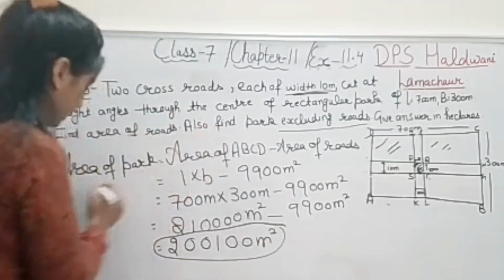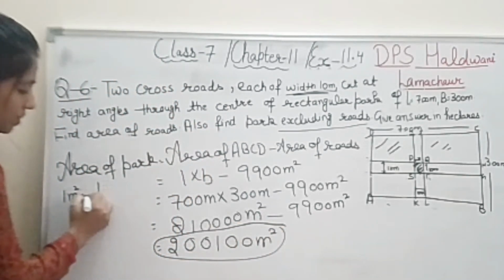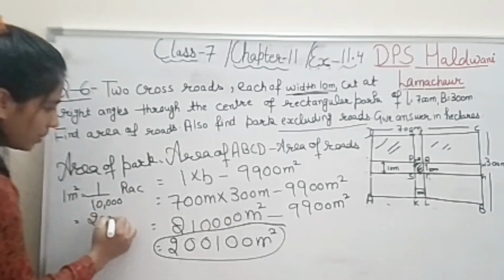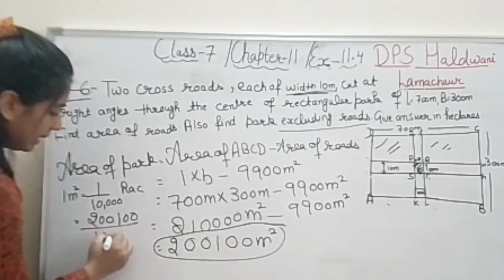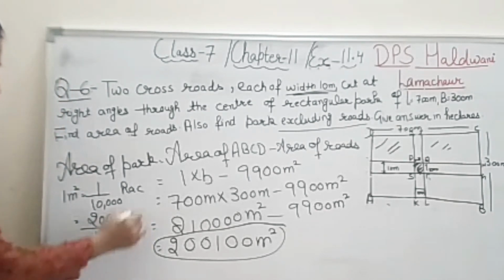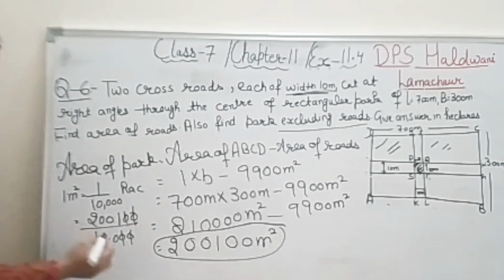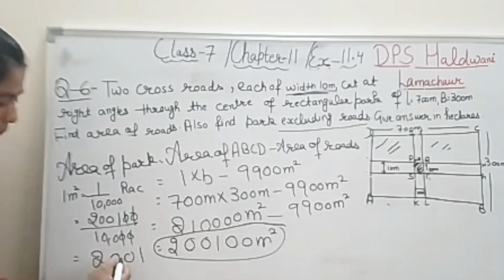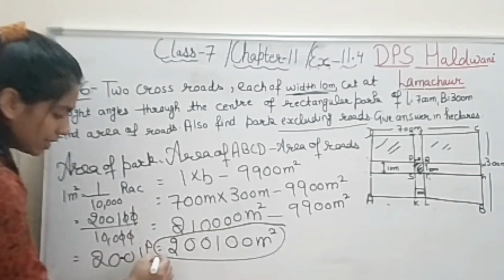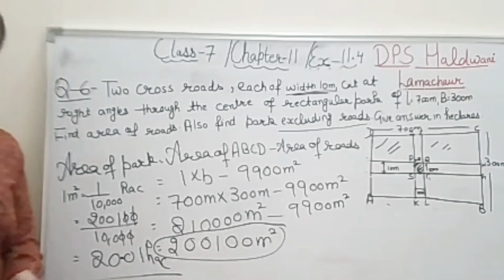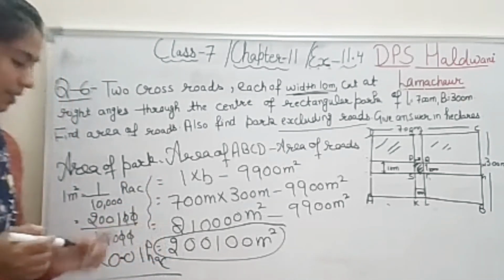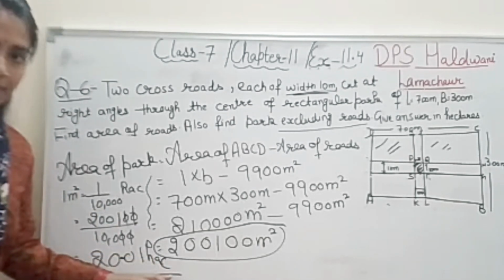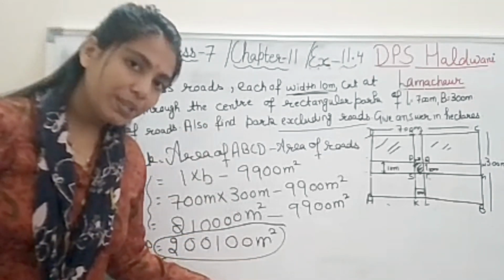Now change into hectare. So 1 meter square is equals to 1 upon 10,000 hectare. So we want 200,100 upon 10,000. So 00 will cancel out 00. But we have 2 digits. So numerator we have 2001. After 1, 2, 2 digits we will put a decimal. So 20.01 hectare is the answer. This is the addition part. It's okay. How to convert? With the formula you just divide with the 10,000. Convert into hectare. Okay.